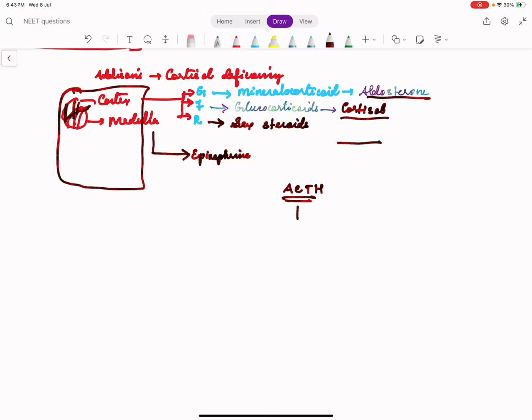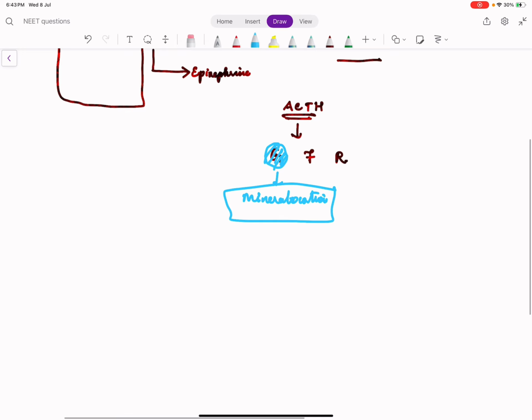So this adrenocorticotropic hormone has to stimulate zona glomerulosa, fasciculata and reticularis. But the catch here is ACTH does not have much control over the zona glomerulosa, which means the mineralocorticoid system is not under the control of ACTH. Okay, it is not under the control of ACTH. It is controlled by the renin-angiotensin-aldosterone system.